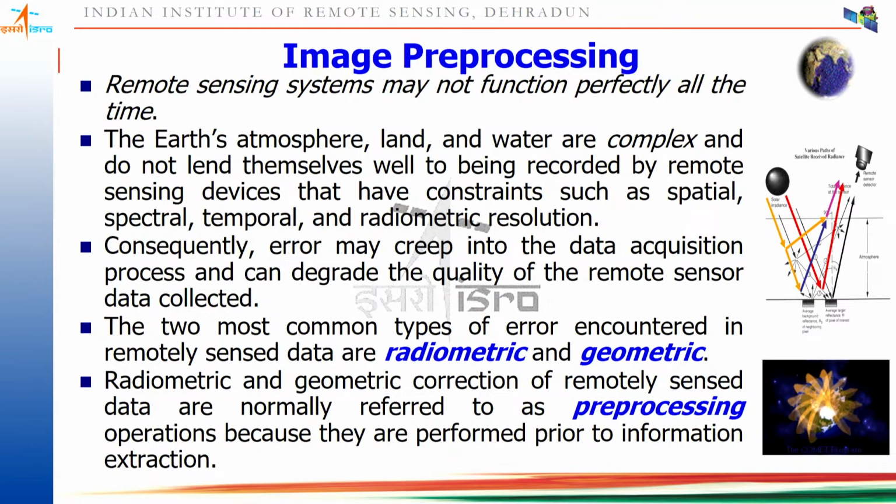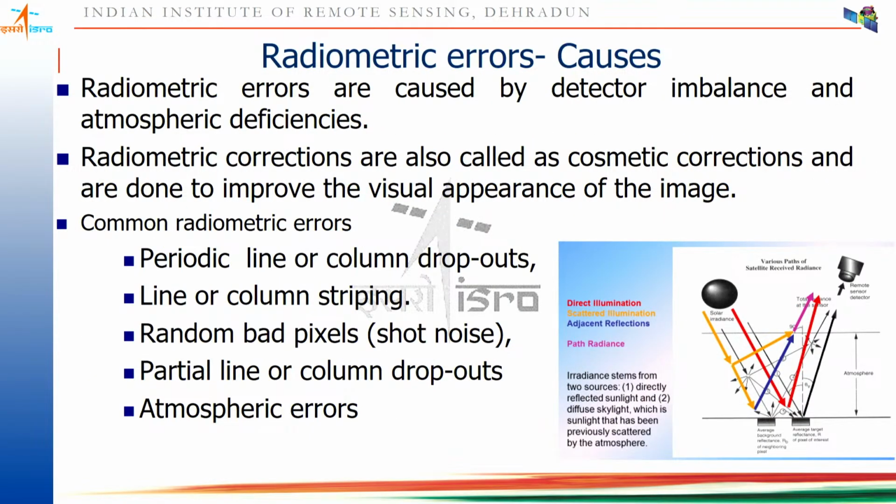The second thing is, we are trying to capture the Earth's atmosphere, land, or water from these remote sensing devices, which have certain constraints, like they have a fixed spatial resolution or number of bands, that is spectral resolution, or temporal resolution or radiometric resolution.